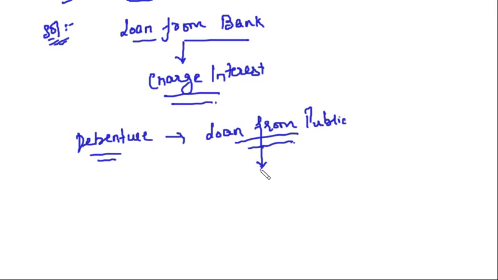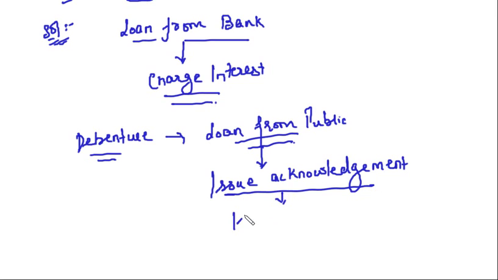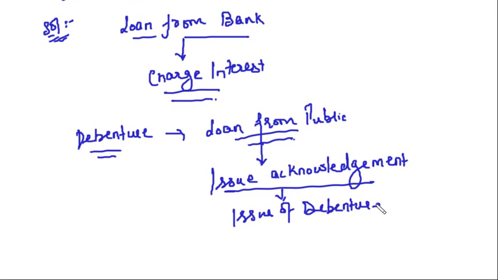In the case of share capital also, when you are taking the money against the issue of shares, you are issuing the receipts. Those receipts are known as share document. Right? In this case also, when you are taking a loan from the public, you will issue an acknowledgement for the payment that you have received from the public. The money that you have taken on loan from the public, you will issue an acknowledgement, and this acknowledgement is known as issue of debentures. This is a debenture acknowledgement.